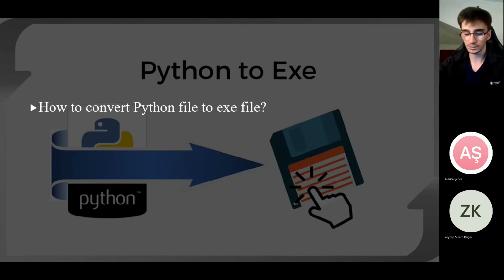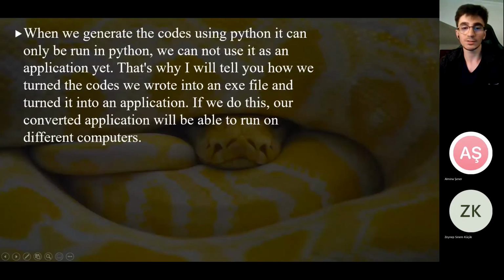Hi, today in this slide I will tell you how to convert Python file to EXE file. Of course, this is just a small introduction to app translation. When we generate the codes using Python, it can only be run in Python. We cannot use it as an application yet. That's why I will tell you how we turned the codes we wrote into an EXE file and turned it into an application. If we do this, our converted application will be able to run on different computers.